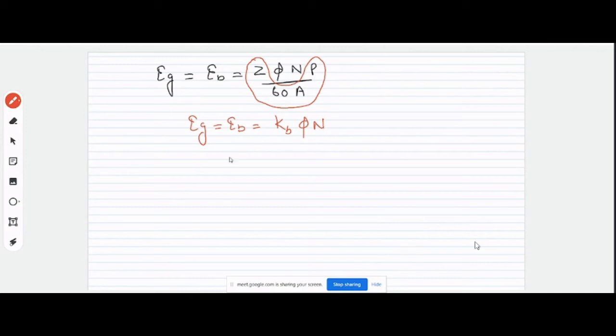From this expression, you could have learned the speed control strategies of DC motor, that N is equal to EG over K phi, or EB over K phi. EG or EB, whatever you want to write, you can.